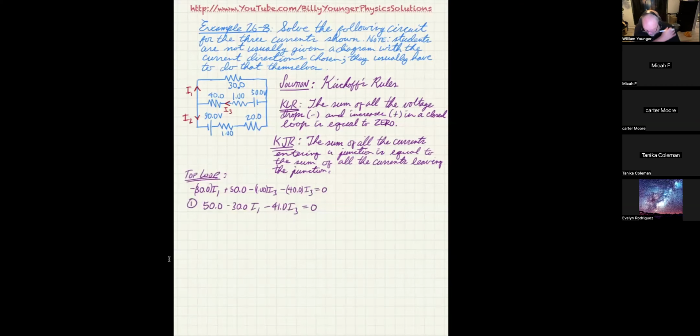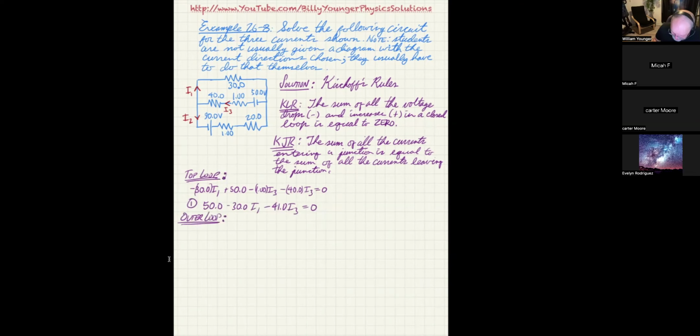All right, so now what I'm going to choose is the outer loop. So let's go outer loop. And your choice of loops is somewhat irrelevant. But if you choose it where one is common to both equations, there's some neat tricks you can use. So let's do this outer loop.